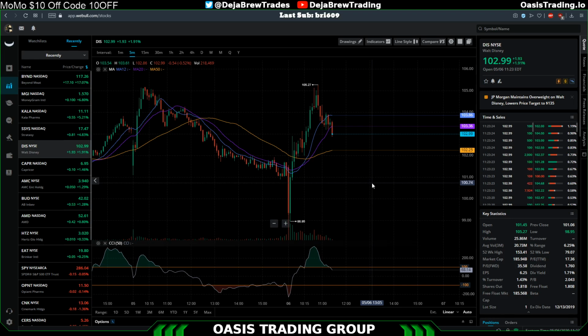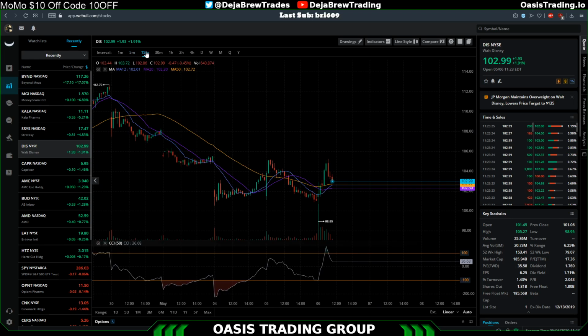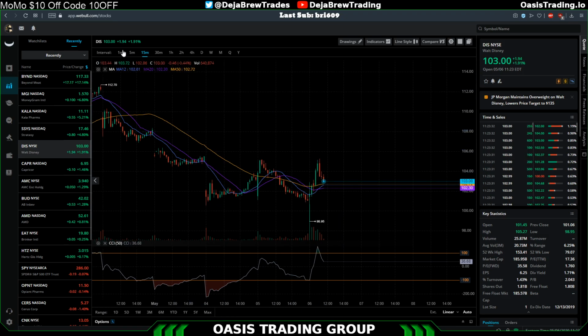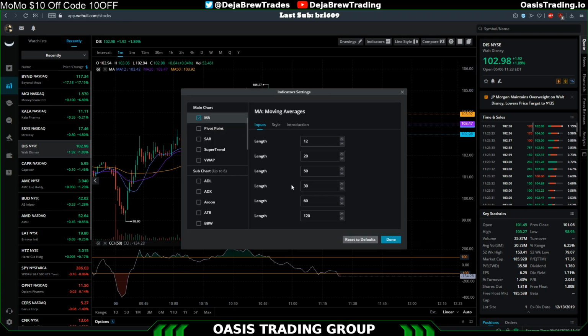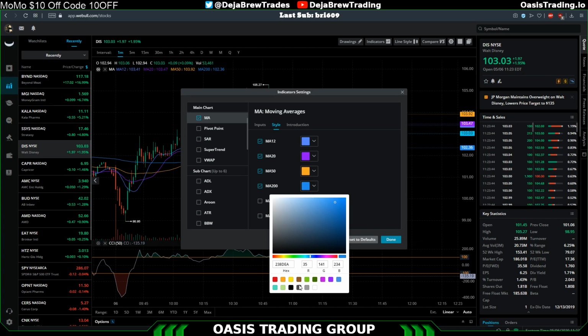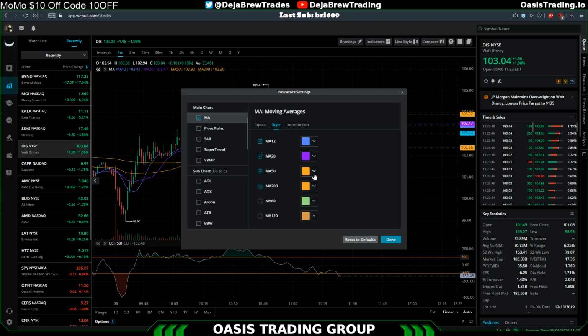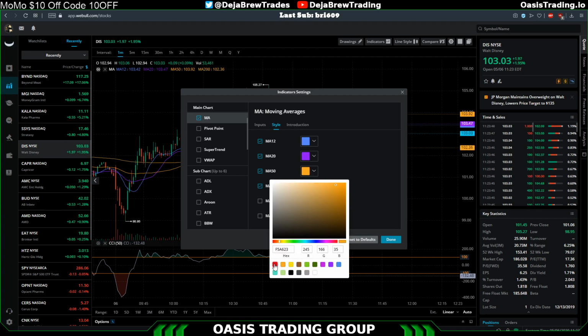Disney not looking too good here on the 5-minute. Yeah, it looks like a double top here on the 15. It's not looking too good. Let me actually add on to this here. Let's bring back the 200. And the 200 needs to be my orange one. We'll make this one red.